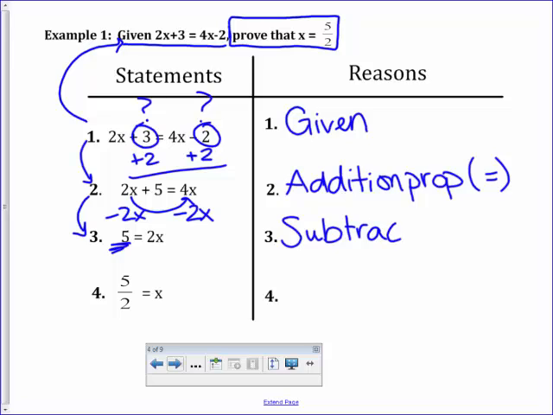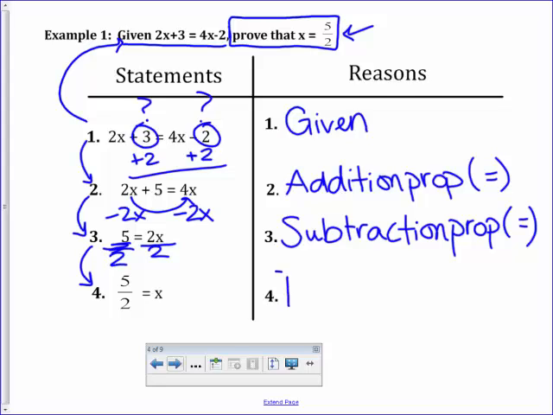subtraction. And again, this is the property of equality, so we are going to put the equal sign. You don't have to put the word "prop" or "property", it's okay, it's technical. And then finally, from step 3 to step 4, we're getting x by itself because that's what it's asking us to prove here, 5 divided by 2. So to get rid of the 2, we're dividing both sides by 2. So our last step is division property.